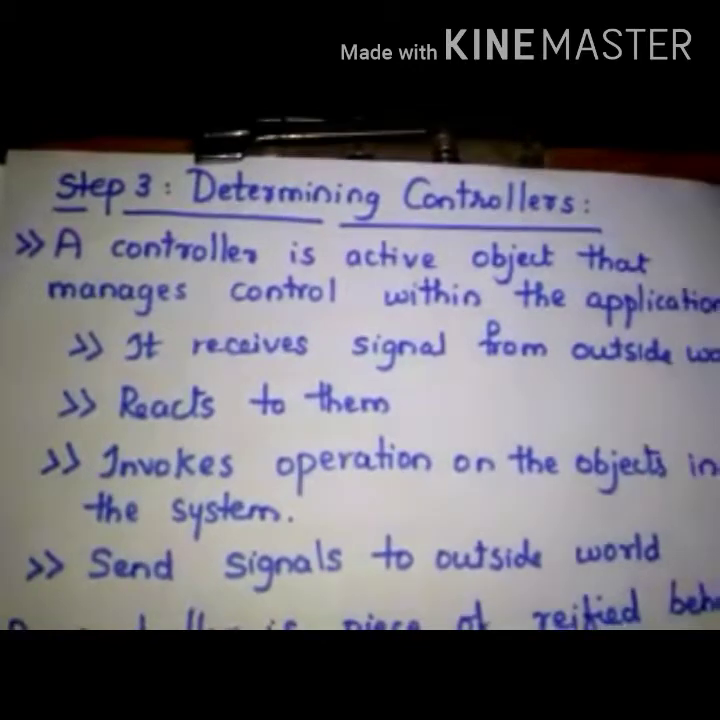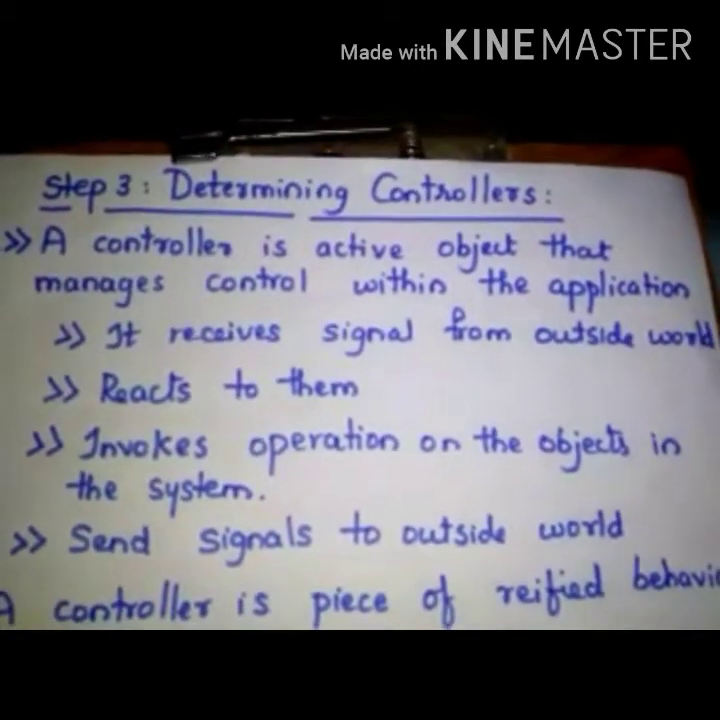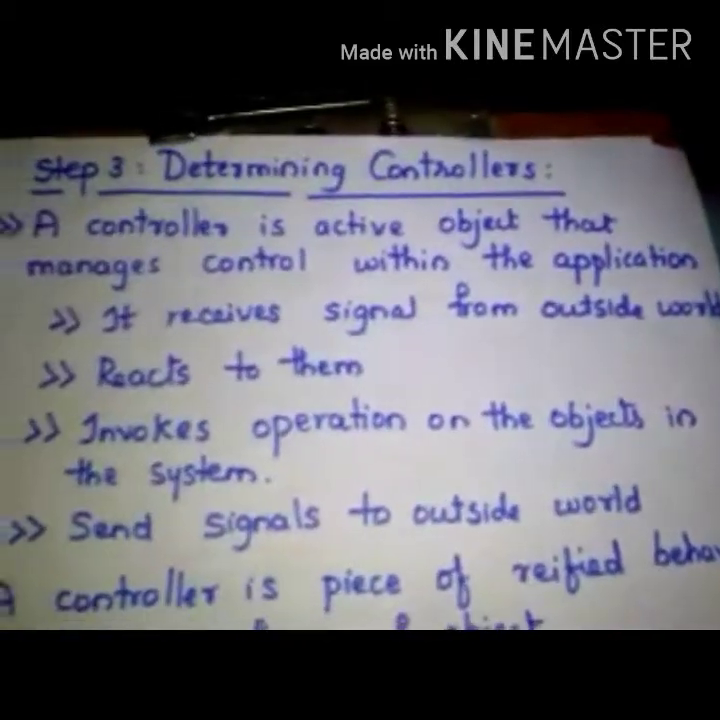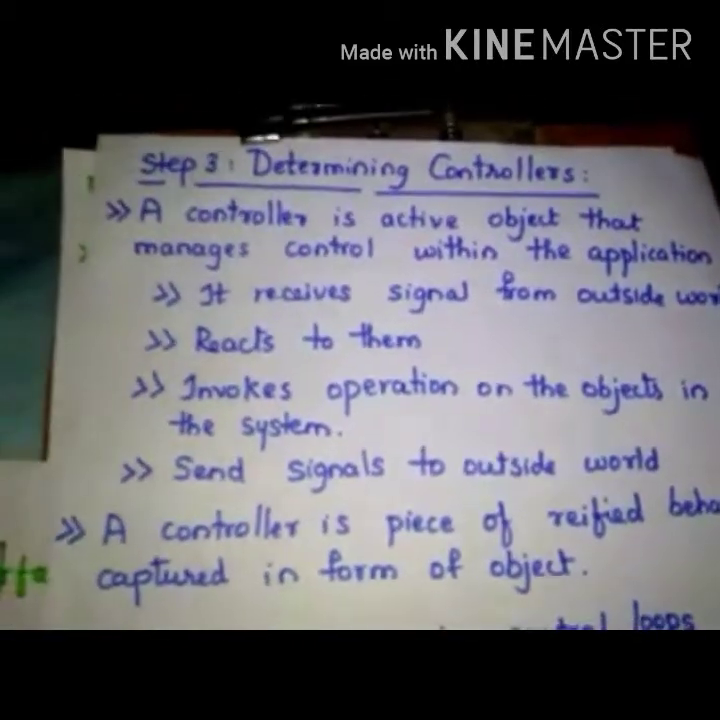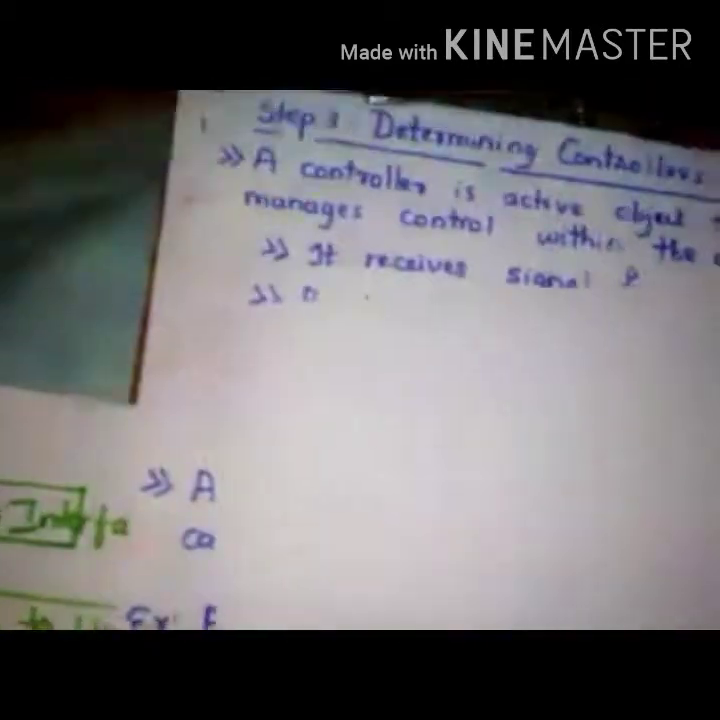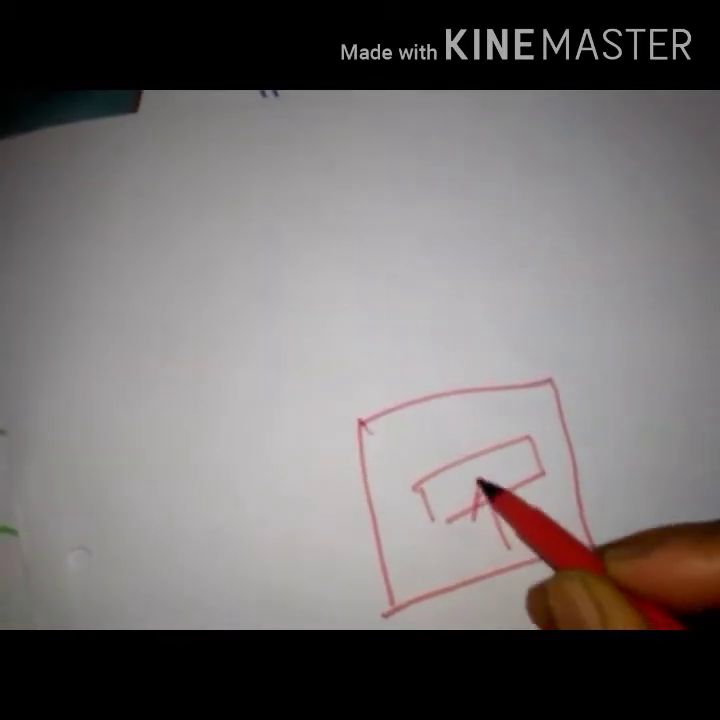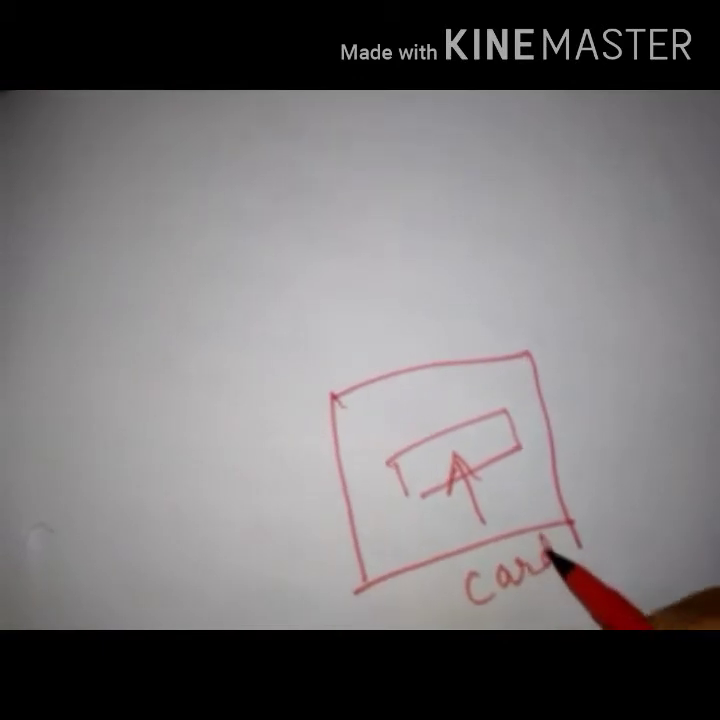Controller is an active object that manages the control within the application. So within our application, when the user interacts with the ATM, what all things have happened are, the first one is the user within your ATM system, the user will insert the card first, right? So he will insert the card here.